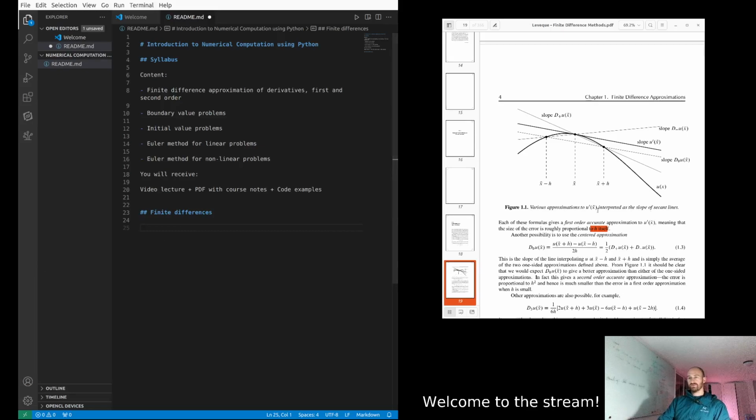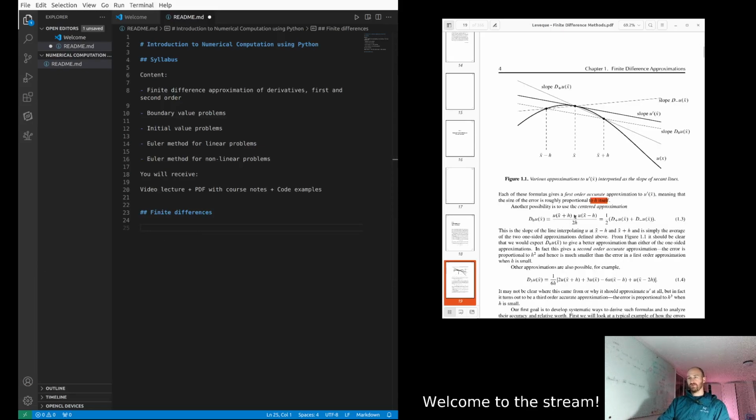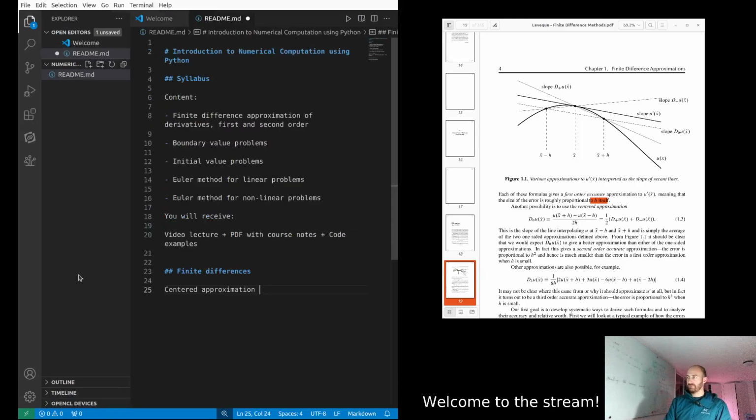Another possibility is to use the centered approximation. So I'm going to use that. And you can see my text here. Yeah, maybe I'll increase the size so you can see better. The centered approximation, and we're going to use math symbols. Does that work? Yeah. And we have D0 of u at x.